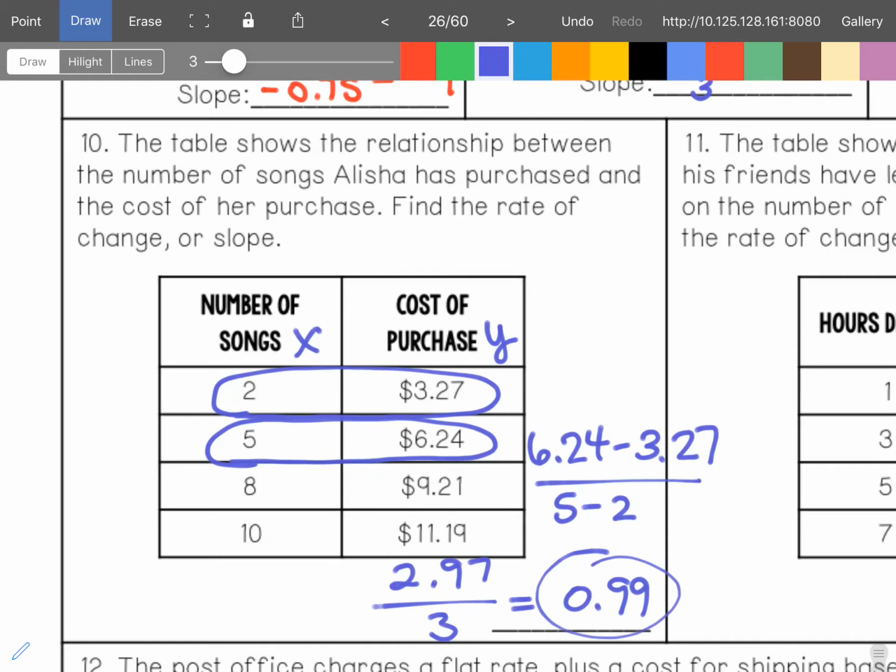So, starting with her 2 songs, after that, for each song that she has added, it ends up being an extra 99 cents.